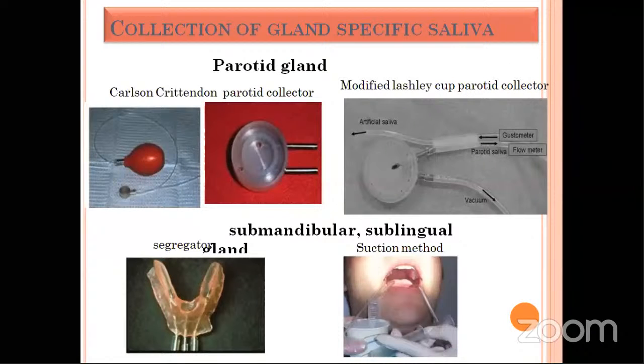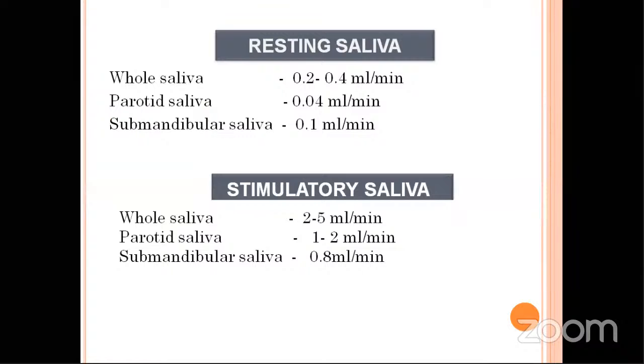So these are some images which show the equipment needed to collect saliva. Okay, you can just take a screenshot of this and see it later. And these are the values of the resting saliva and the stimulatory saliva of the whole, the parotid gland, the submandibular gland, and as such as a total.